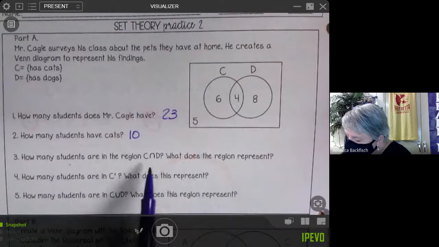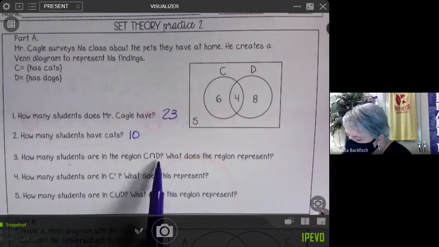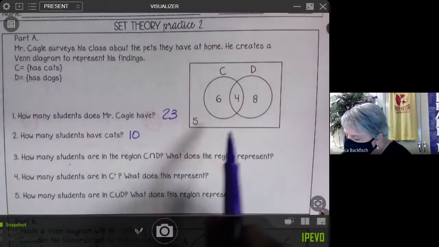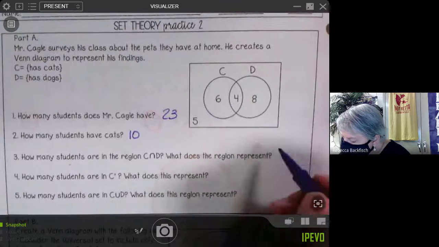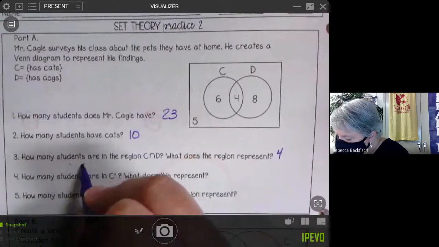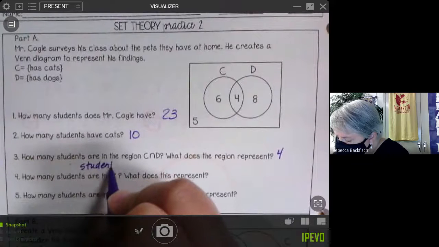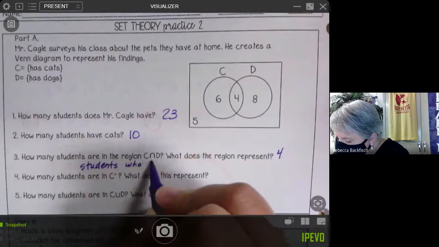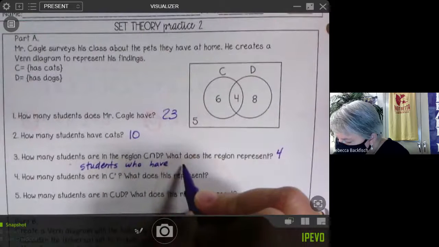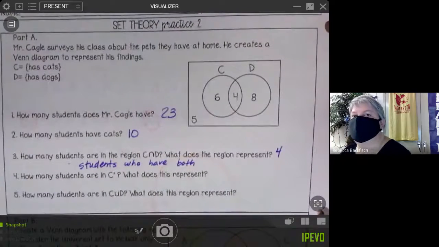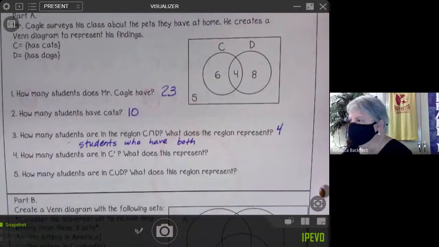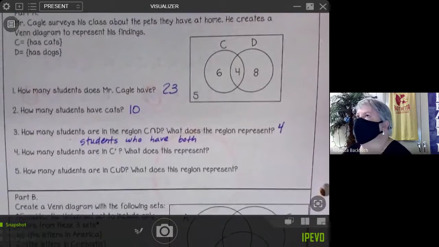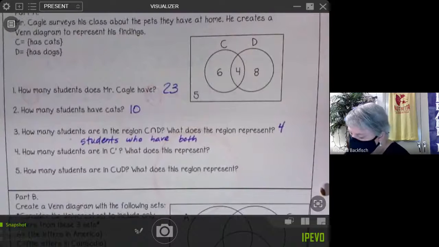How many students are in the region C intersect D? In other words, the intersection of C and D, the overlap between them. And it says, what does it represent? Well, we just said that. So there are 4 students in there, and students who have both cats and dogs. You could say maybe students who have at least one cat and at least one dog.